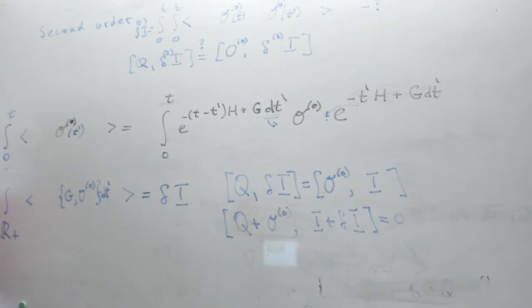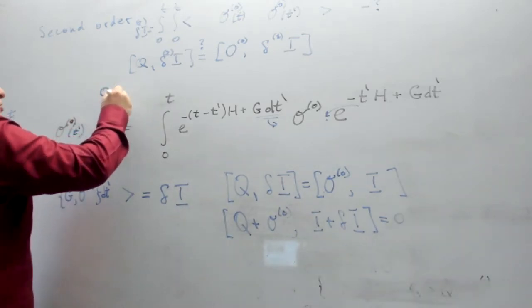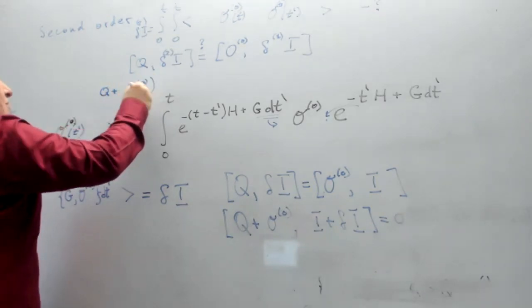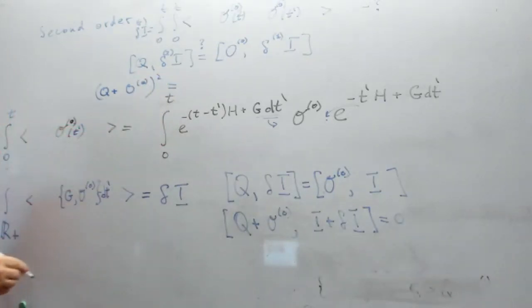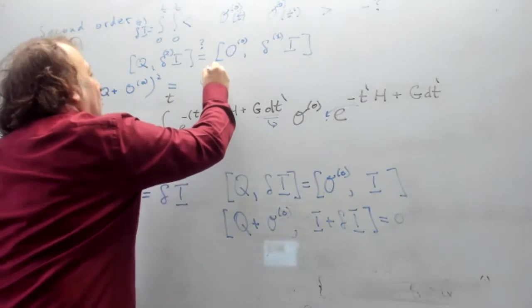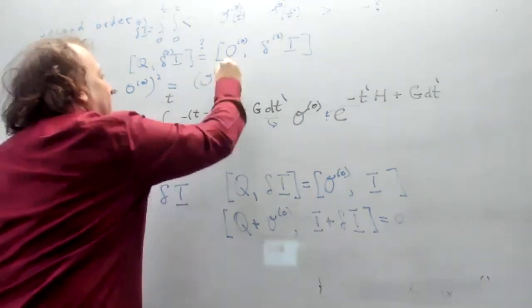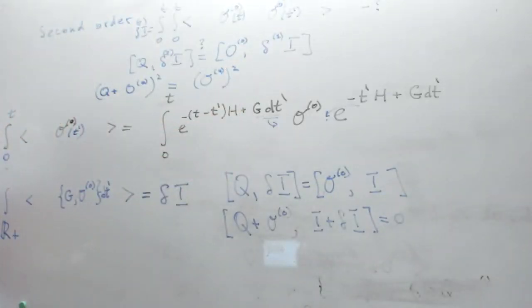However, here is a mistake. And the mistake comes from the following fact. On the one hand side, Q plus O zero squared is not zero. It is O zero squared. So this deformation would not deform us where we expect to get.